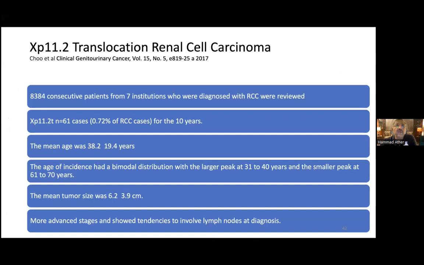And then this large series reported 5-6 years back in the journal Clinical Genitourinary Cancer, over 8,000 patients from 7 institutions diagnosed with renal cell carcinoma were reviewed. They noted 61 cases of XP11.2 translocation RCC over a period of 10 years. The mean age was about 38 years. The age of incidence had two peaks, between 30 and 40 and one later. The mean tumor size was 6.3. And there is a tendency towards more advanced stage disease and nodal metastases at the time of diagnosis.